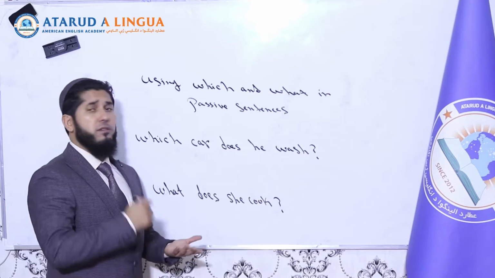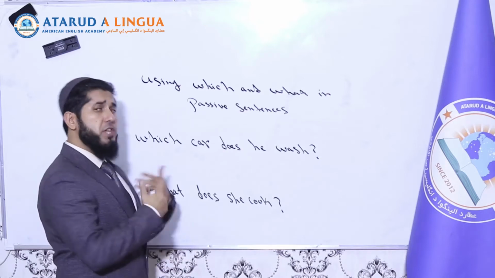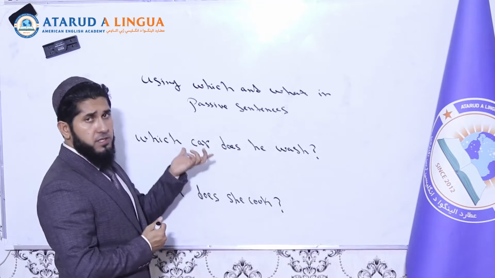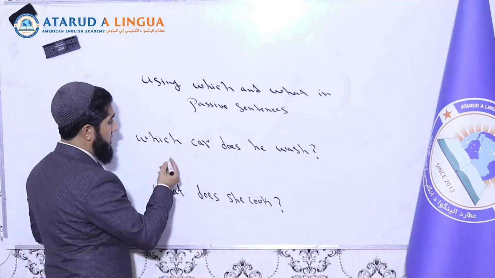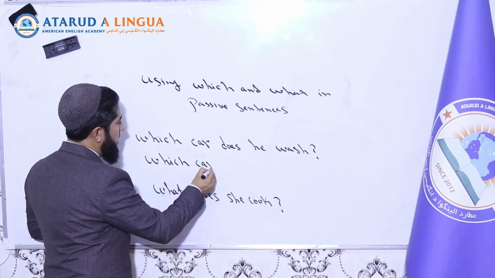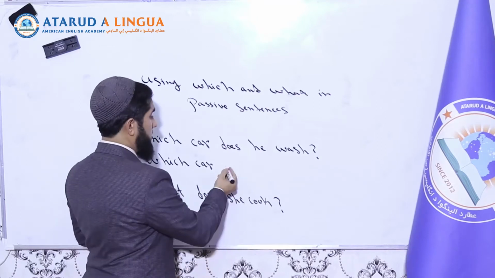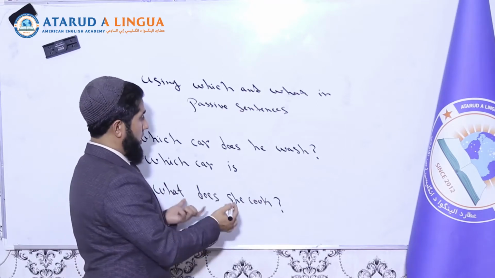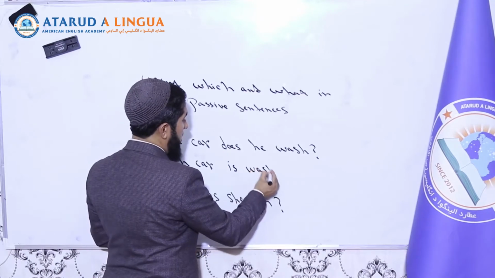So now, which car does he wash? It's active form. How do we change it to passive form? When you have the word which in your active sentence, and it's usually followed by a noun, you bring the same phrase into your passive sentence. So which car? Which car. Okay? And if it's simple present tense, change your auxiliary do to be. So instead of does, you use is. Okay? Which car is. And change the verb form to past participle, washed.